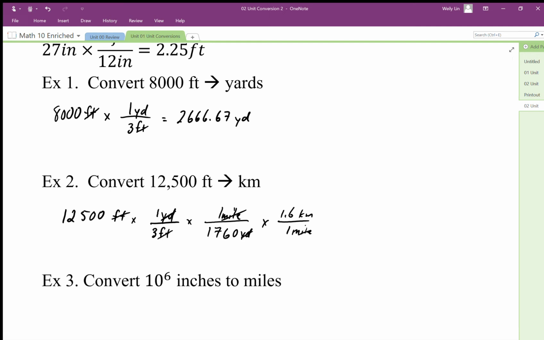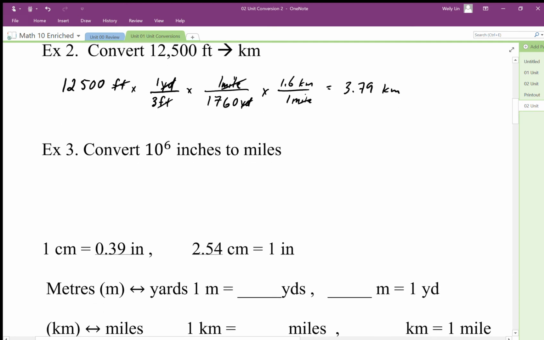We start with 12,500. We're going to divide by 3. We're going to divide by 1760. Okay, and then we're going to times by 1.6. Okay, and we end up with, what's that going to be? That's going to be 3.78. Let's round that to 3.79, and the units left over are kilometers.